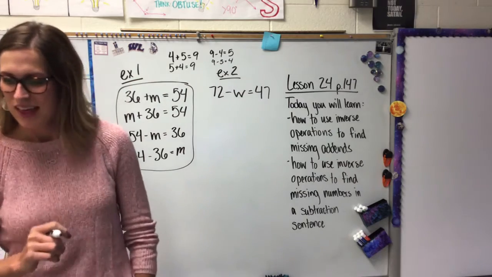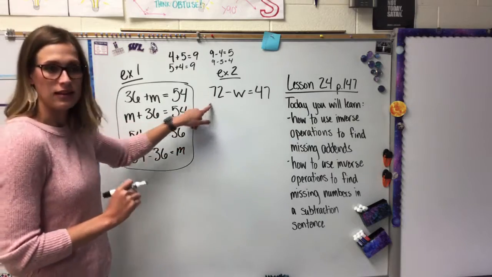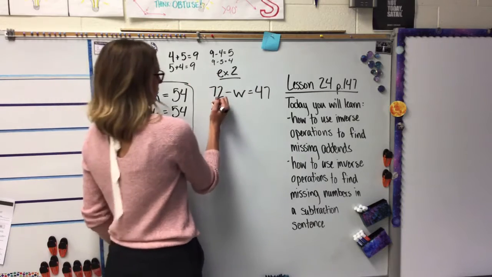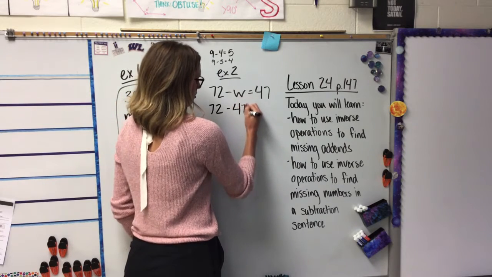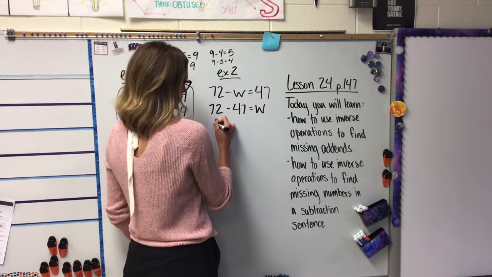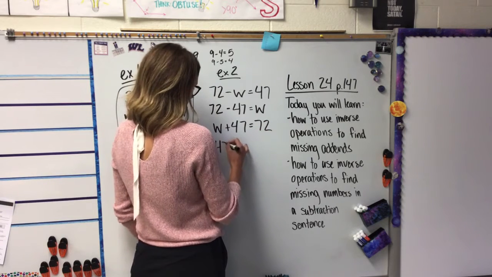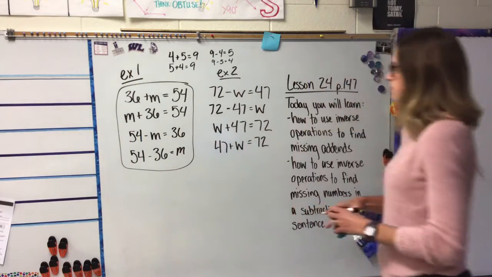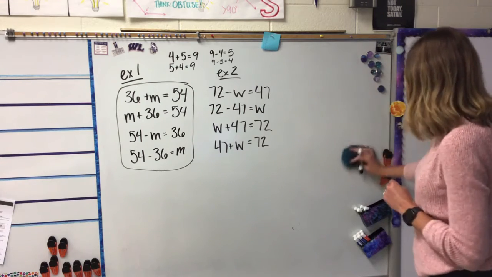Example 2 says write another subtraction fact and 2 addition facts for this number sentence. So another subtraction fact, let's start with the 72, because remember we always start with the biggest number. 72 minus 47 equals W. Then let's use our 2 addends to equal 72. So W plus 47 equals 72, and 47 plus W equals 72. That'll be what we get when we have to make those fact families.